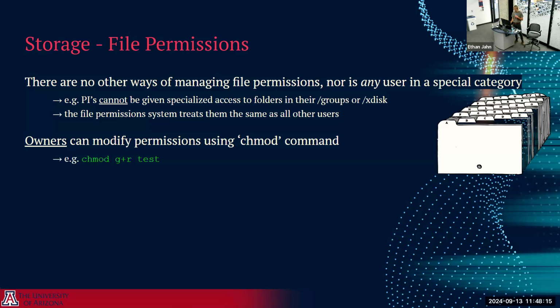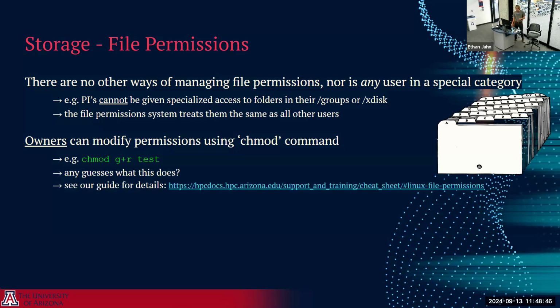So here's an example of a chmod command. If I have a folder called test, I can use chmod g plus r. That would add the read permission to the group category. So when thinking about file permissions, it's good to have two items in your head. One is what permission is available, and the other is what category of user that permission is available to.